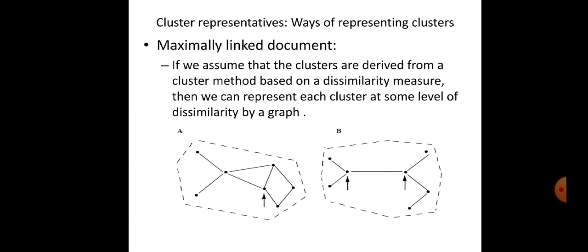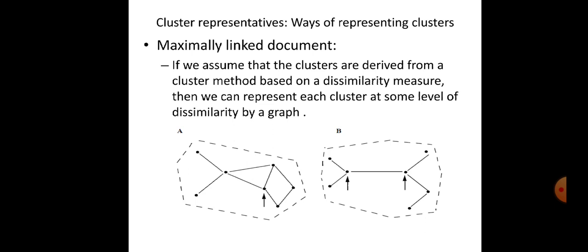Here you can see two clusters A and B. You can see some nodes, some dots. Those dots are actually our documents. Then you can find some links or lines between different nodes. That line means the relation. If two documents are related to each other, then we'll be putting a line between those dots.